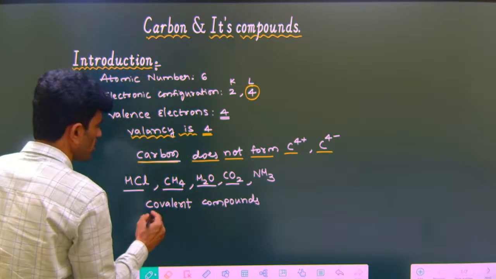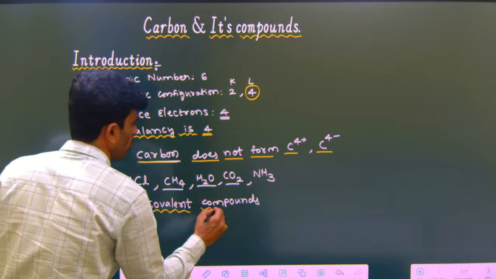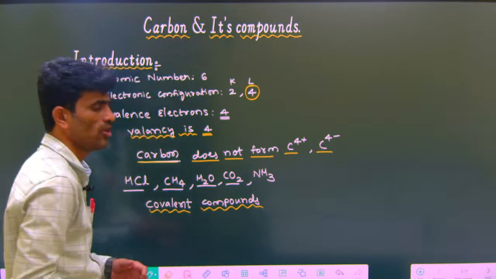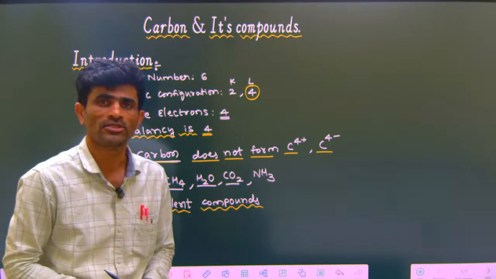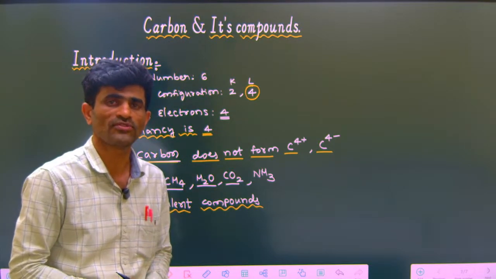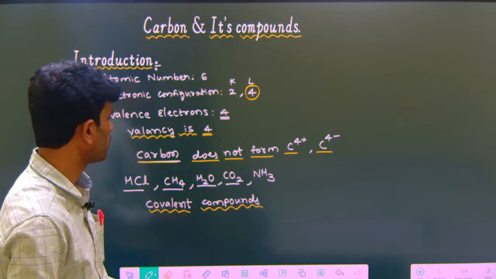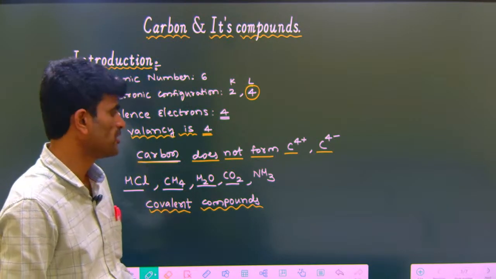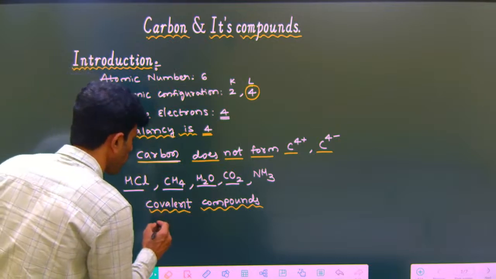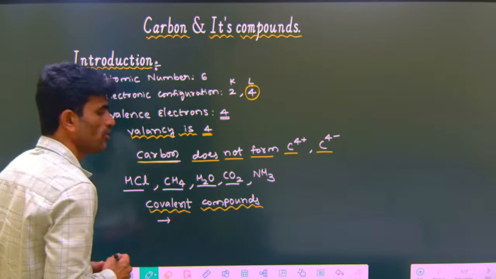What are the properties of covalent compounds? What are covalent compounds? Compounds formed by sharing of electrons, or compounds formed by covalent bonds. By formation of covalent bonds, they are called covalent compounds. Generally, what are the important points about covalent compounds?